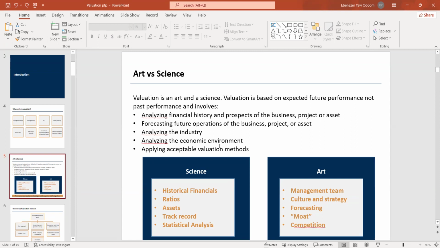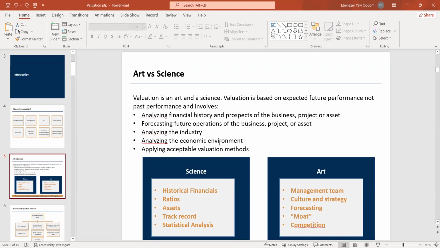And so, if a business is in Ghana, and you are trying to value it, some of your assumptions may vary from valuing a business in the United States, because the macroeconomic environments are way different. They are not the same. And so you analyze the economic environment to help shape your assumptions in a particular way.